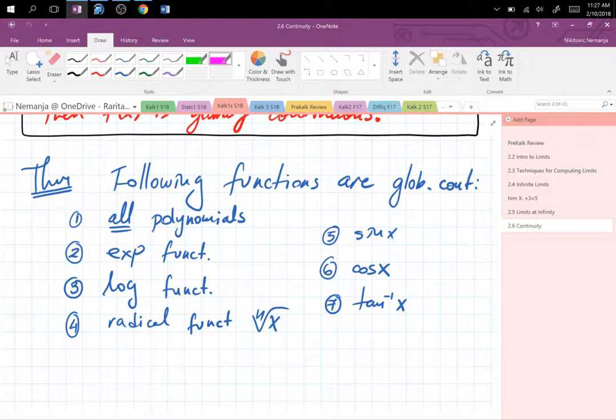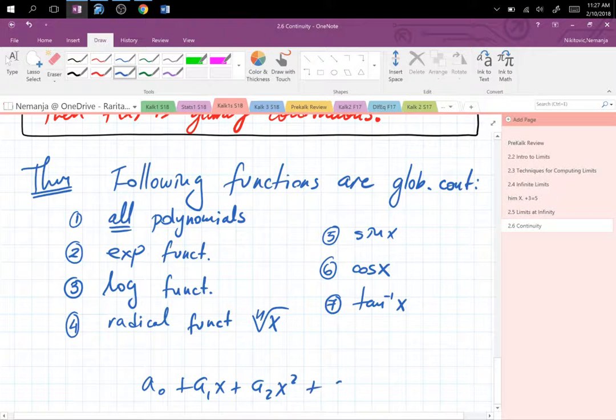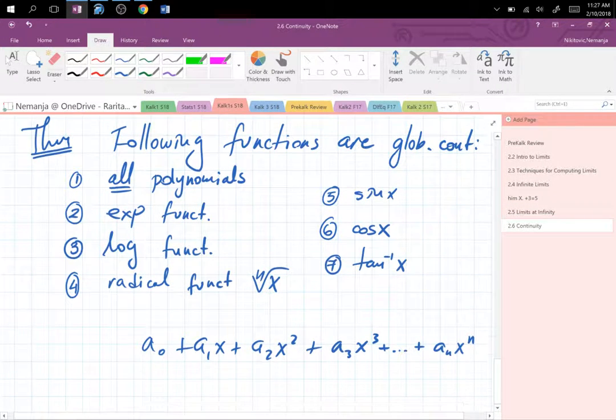Number 1 in blue. All polynomials are continuous. What is the definition for a polynomial? a0 plus a1x plus a2x squared plus a3x cubed, going on forever. And then you have to have the highest exponent.